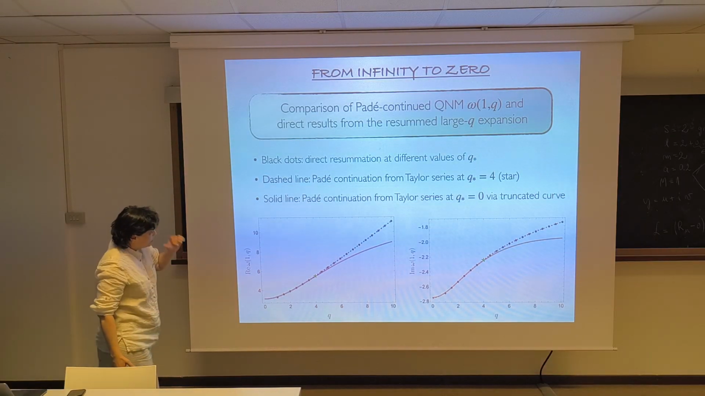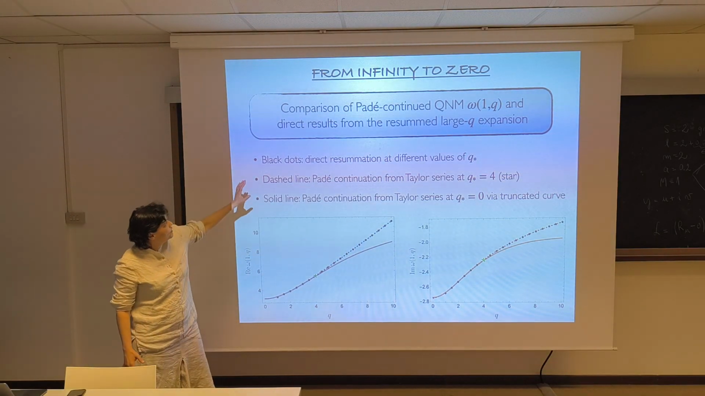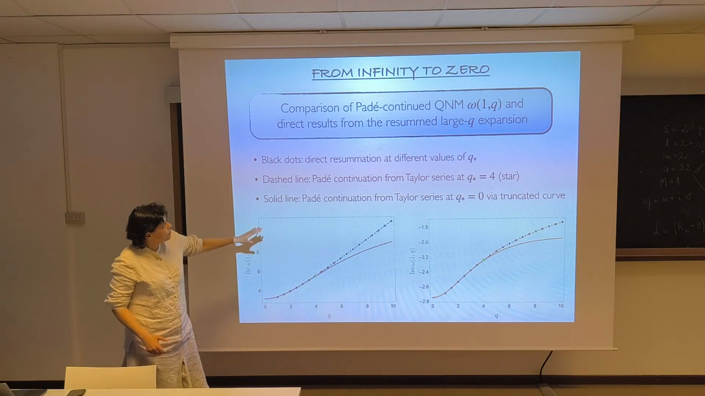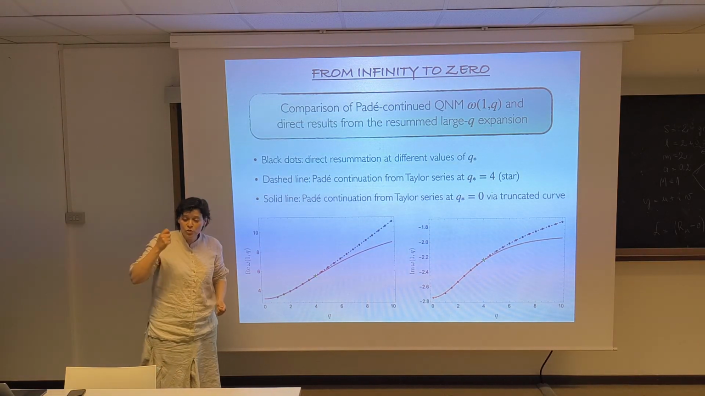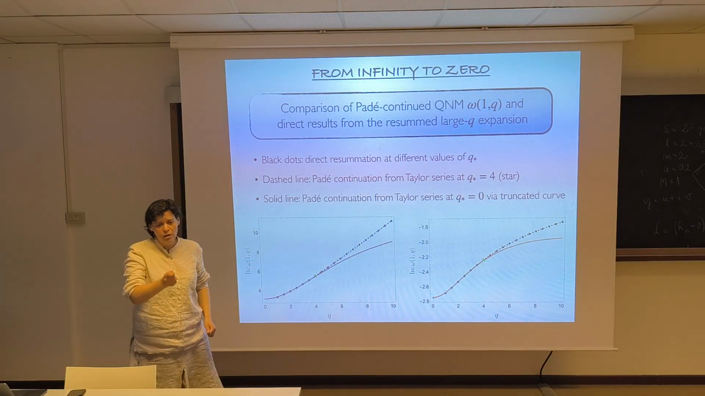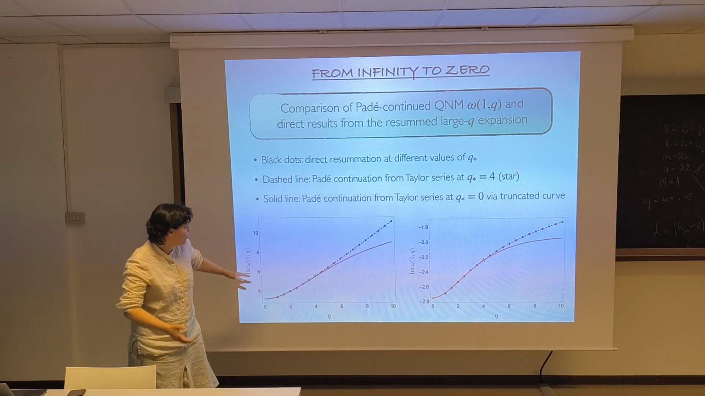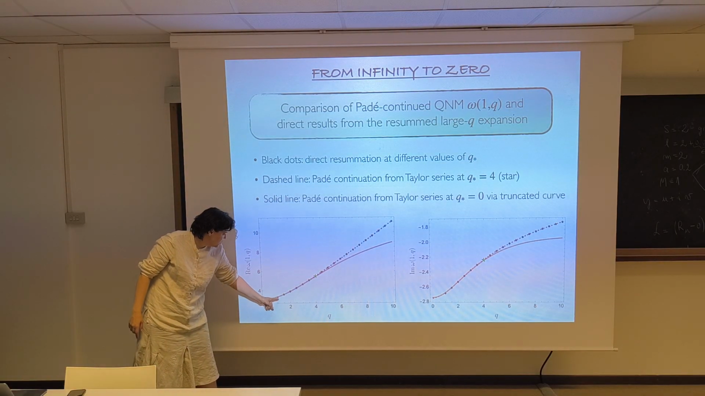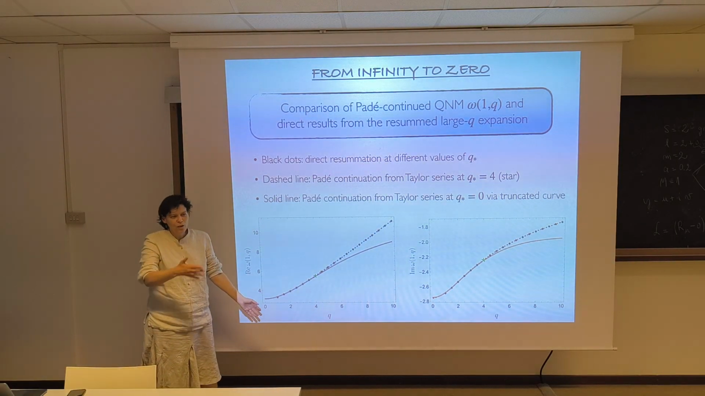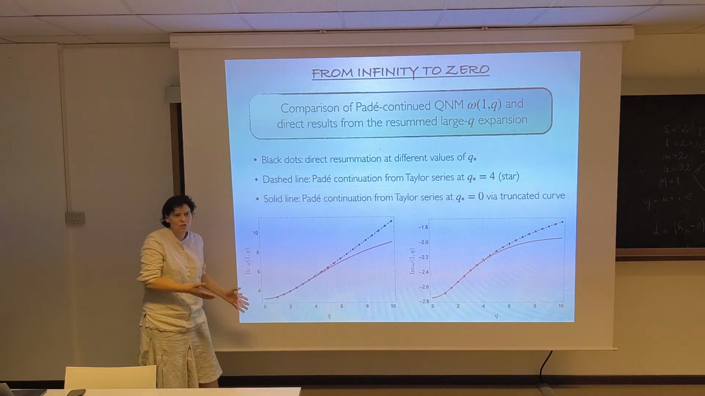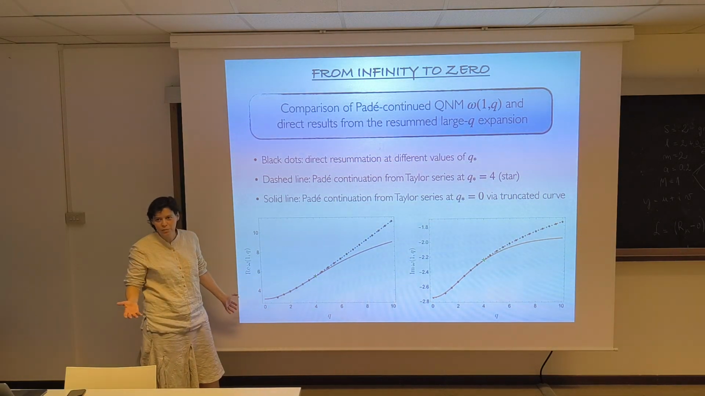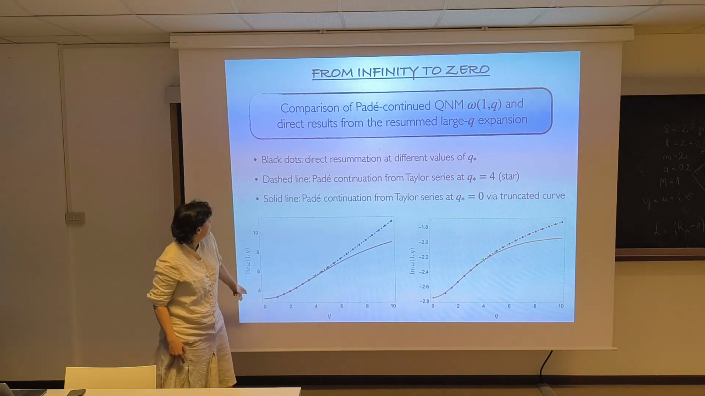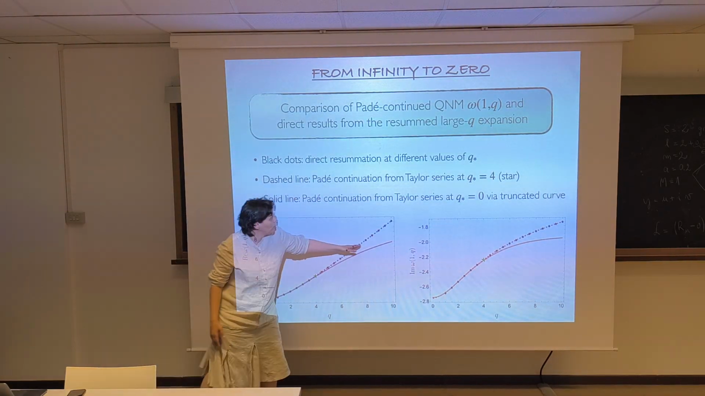Moreover, this is just a comparison of the Pade continued quasi-normal mode and the direct results from the resummed expansion. You could also just do the resummed expansion at different values of q star. And that's the black dot that you get. You can go to q equals 1, but q equals a half already starts diverging because, again, the resummation for very small q is going to be problematic because it's a Laplace transform. But still, this blue dashed line is the Pade continuation from the Taylor series.